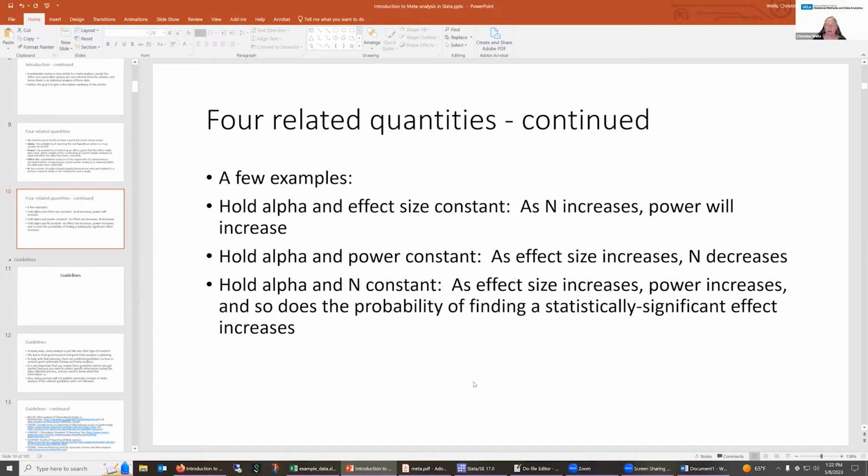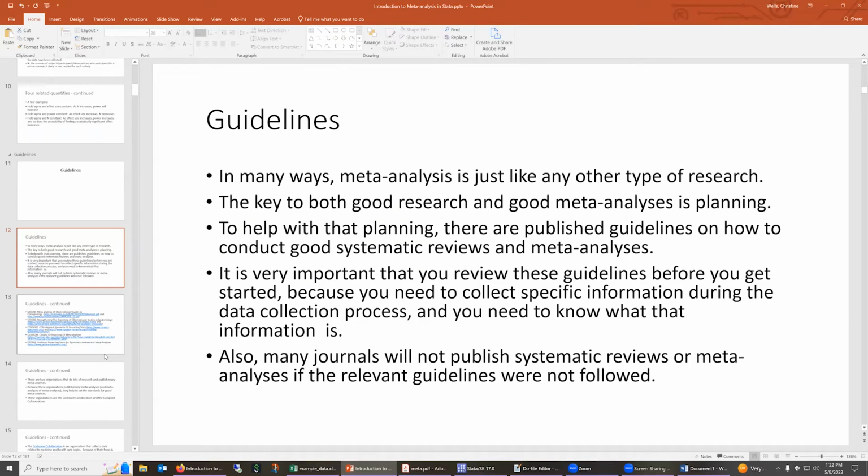All righty, I hear only my cats in the background and they don't have any interesting questions. So I'm going to guess that there are no questions at this point, and we're going to move on to guidelines. I actually have a question. Yes.